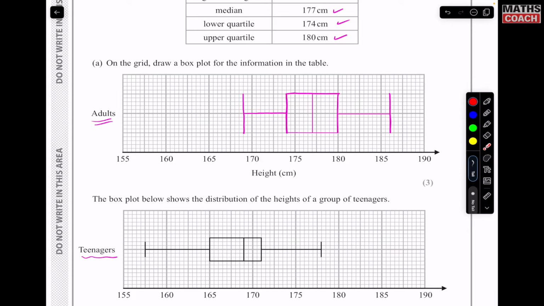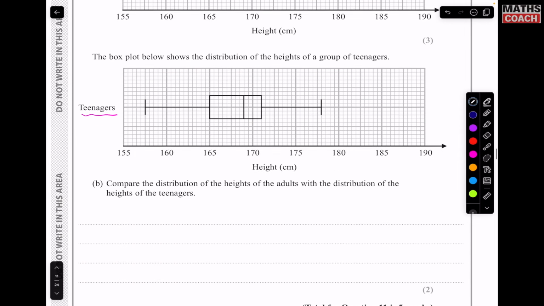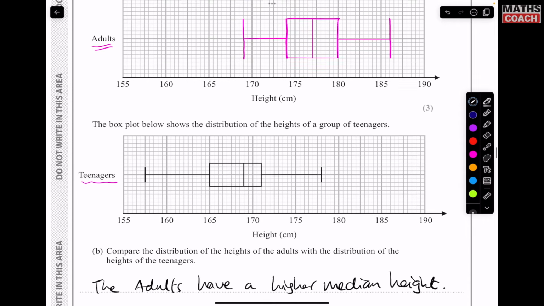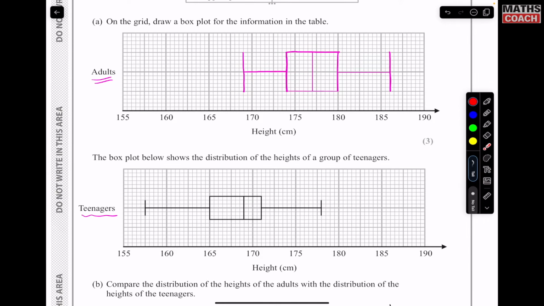Can you see the median of the teenagers is, what is it, 169. So the adults' median is higher on average. Okay, so we can say that first. We can say something like the adults have a higher median height. Okay, what else do we have? That's for 1 mark though. The second mark, let's look at the interquartile range right there. What can we see with the interquartile range? If you do, what's this, 171 and 165. So I'm just going to do a quick calculation here.